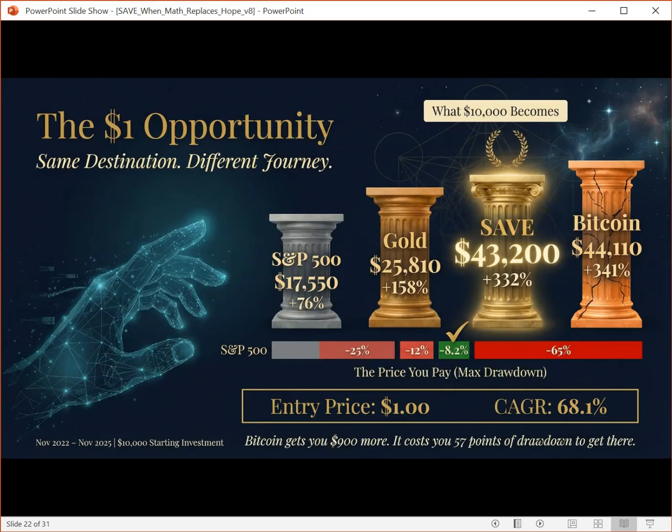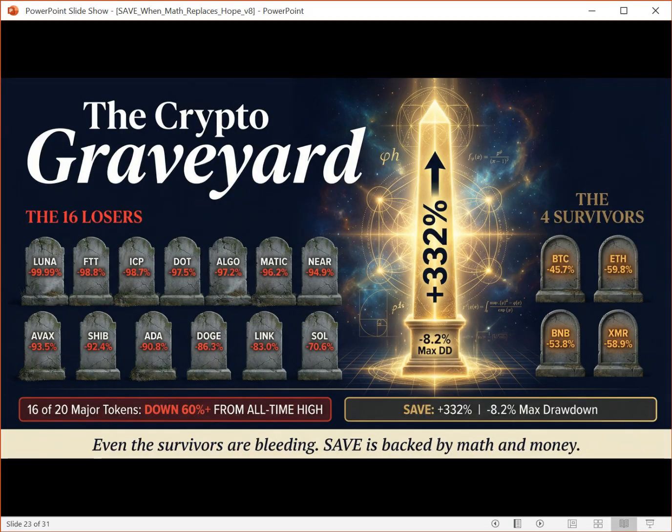Put $10,000 into Bitcoin, you have $44,110, slightly more than SAVE, but your maximum drawdown was 65%. Your $10,000 shrank to $3,500 at the worst point. Statistically, the vast majority of people sell somewhere during the 65% drawdown. They lock in the loss and never recover. Bitcoin gets you $900 more, but it gives you a lot more emotional stress.